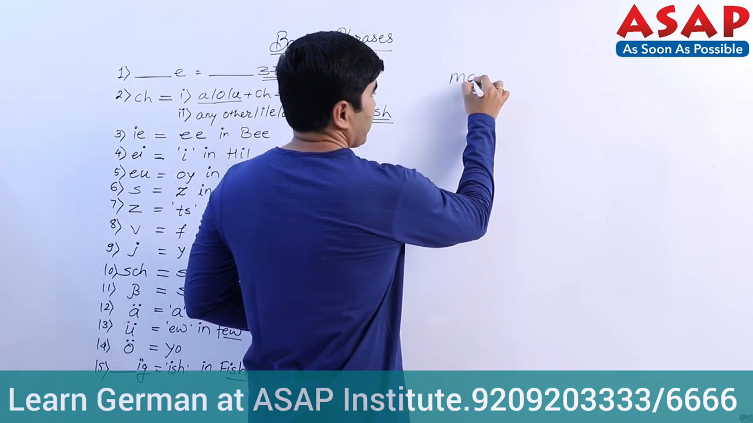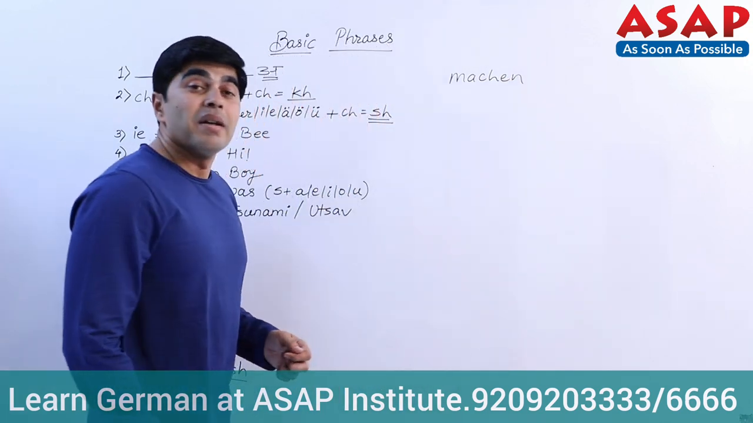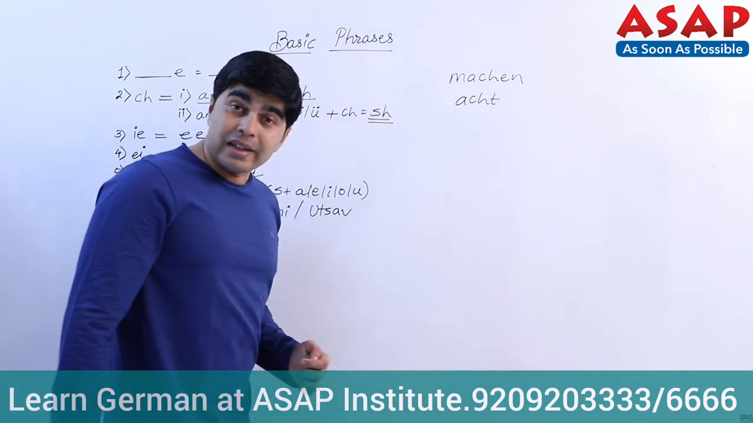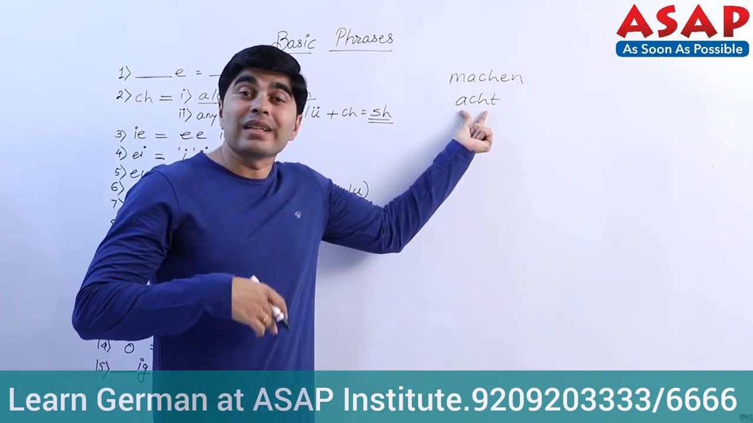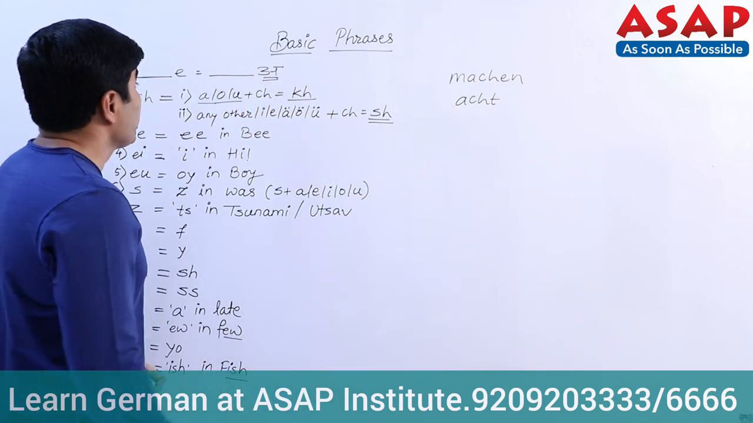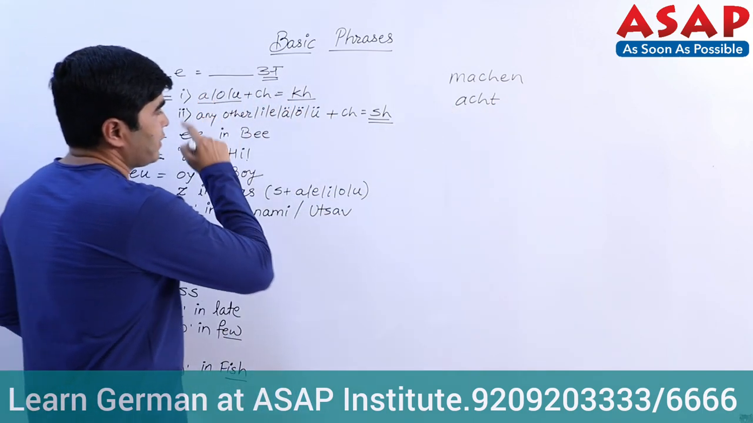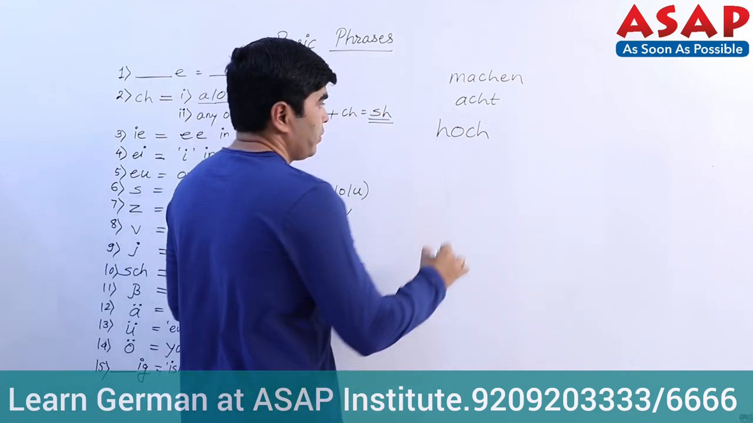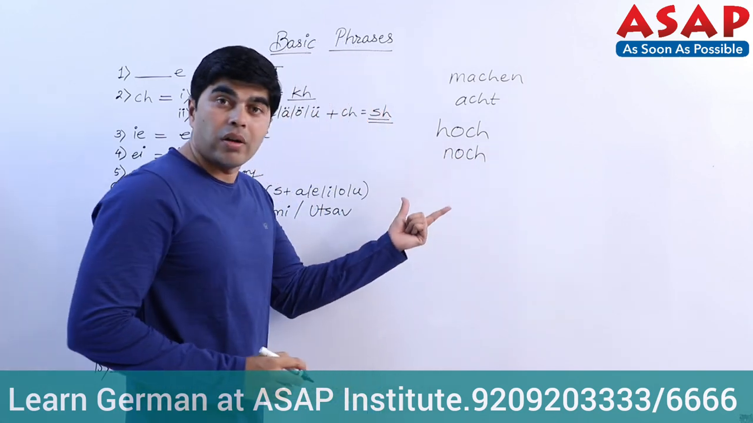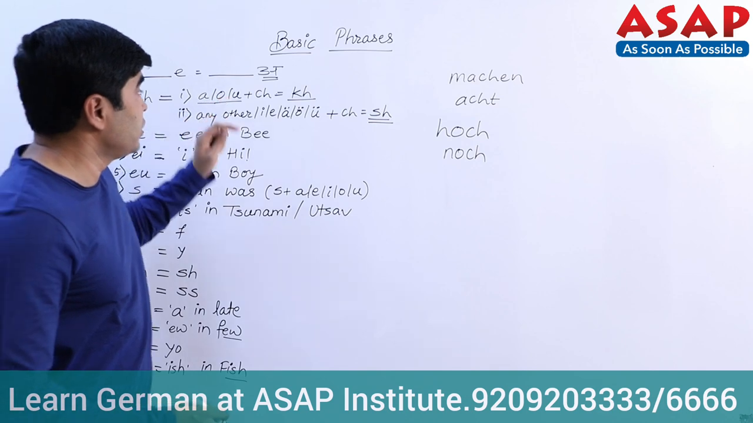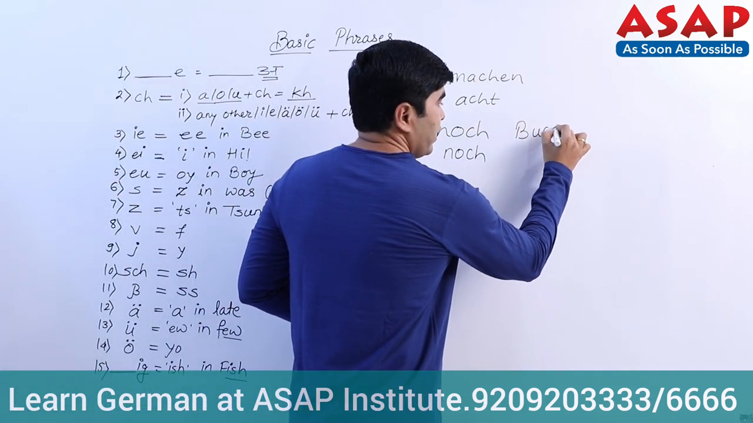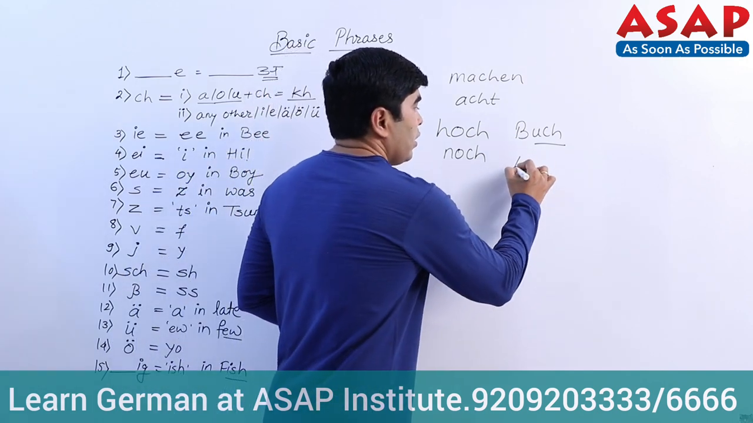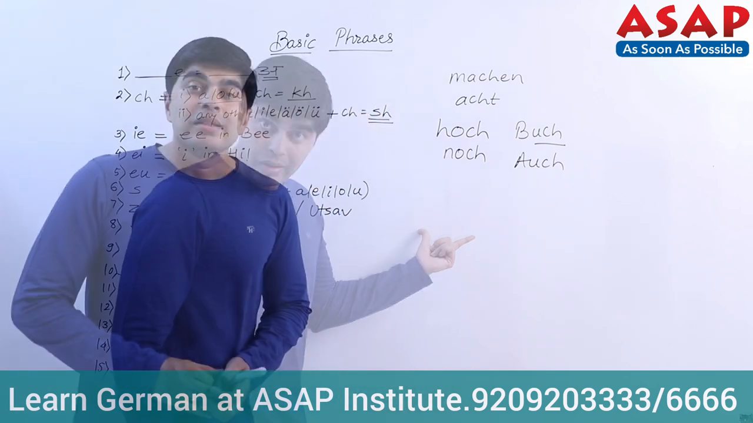So here I am writing, it will be makhan, makhan. Acht, acht, kh sound. Then let's take another one, O. So it will be hoch, hoch. Knoch, again kh sound. Then if there is U, it will be like this: Buch, Buch, Buch. Auch.